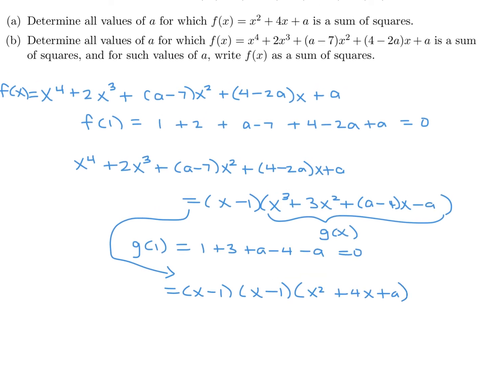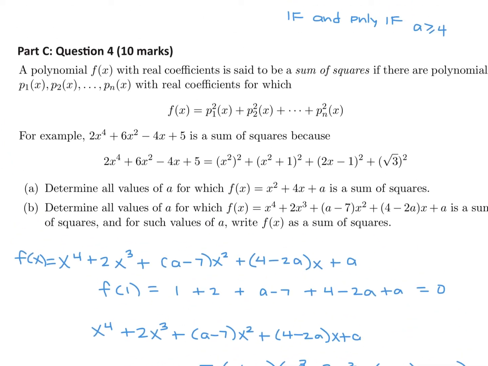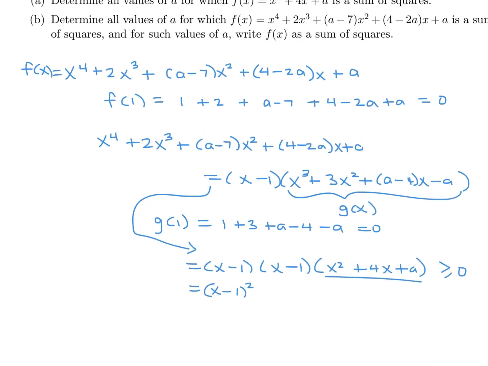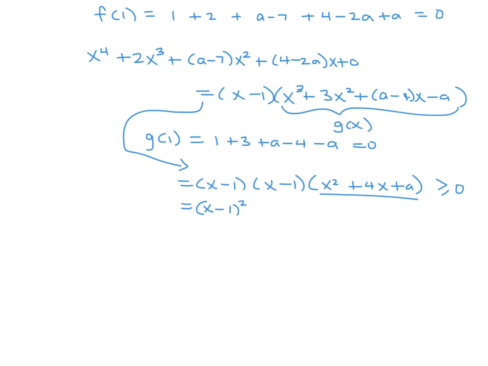Okay? All right. And of course, because it's a sum of squares, it has to be greater than or equal to 0. So this really is (x minus 1) squared and this guy. Well, this guy we showed in part A, right up here, is already a sum of squares. Remember? That's the exact same formula. So that was already a sum of squares, which we had concluded was (x plus 2) squared plus (the square root of a minus 4) all squared. So you just put it in.